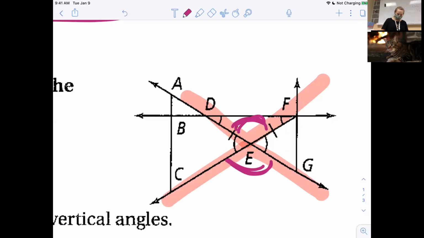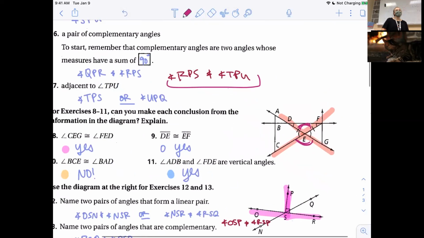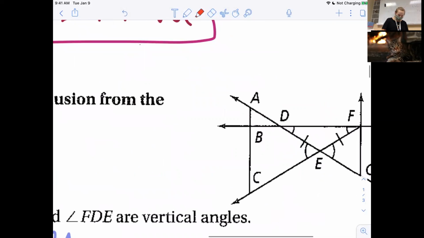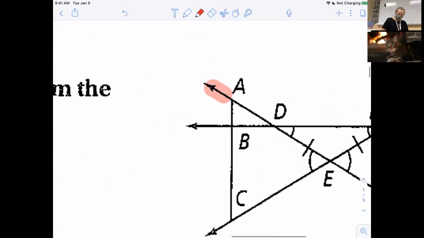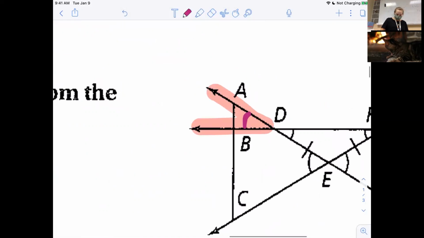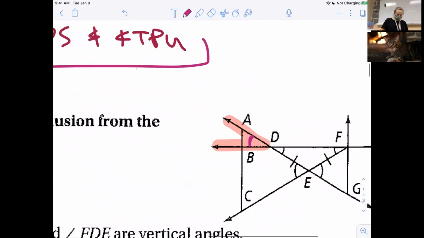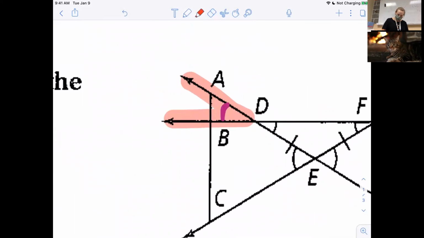Okay. Anyone on 9 or 10? Which one, Van? No. Okay. 11 says ABD and FDE are vertical angles. ABD, ADB, the order in which I say them is important. This angle right here. And then FDE. BDA is fine.